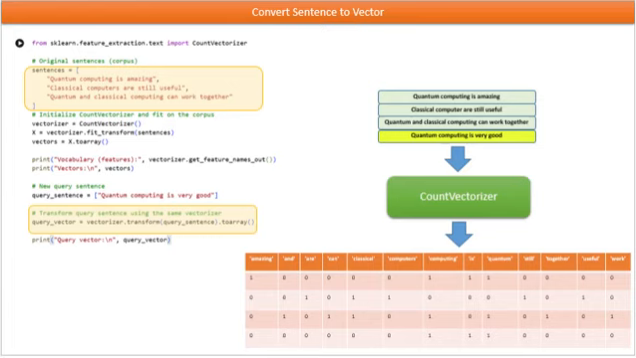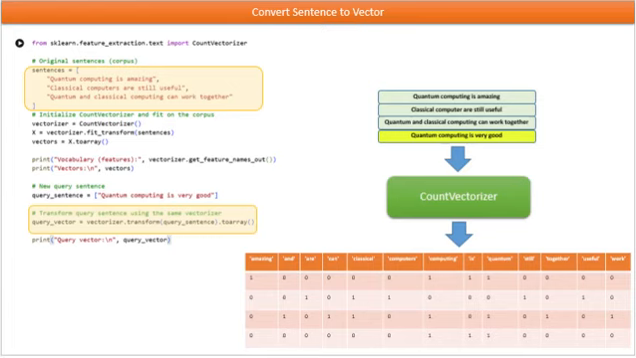So when we introduce a new query sentence, quantum computing is very good, we transform it using the same vectorizer, ensuring all vectors stay aligned in the same semantic space. The result: a clean, numerical representation of both the reference and the query sentences, ready for normalization and quantum encoding. This classical preprocessing step is what makes the quantum part work.